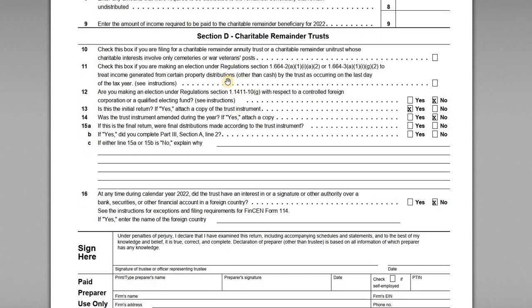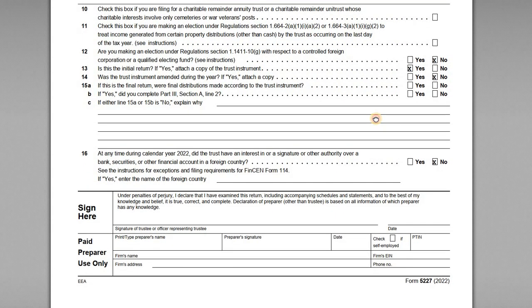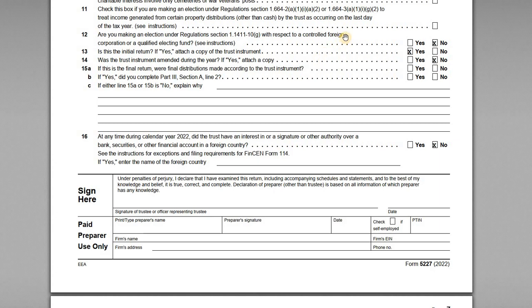We're not making any of these elections during the year because we didn't distribute any kind of property other than cash. We just made a cash distribution, so not applicable to us. We don't have any interest in CFCs. We are filing an initial return, so we were checking yes there for question 13. The trust was not amended during the year, so we can check no there. And then this is not a final year return, so we don't have to answer any of those. We can just leave those blank, right? So it's basically not applicable.